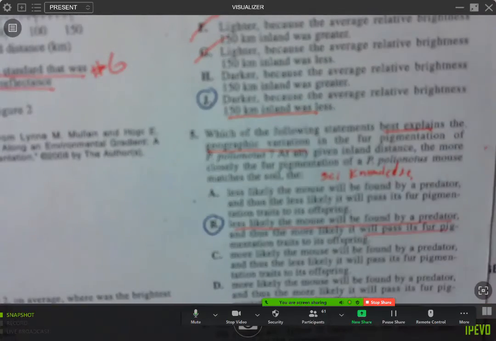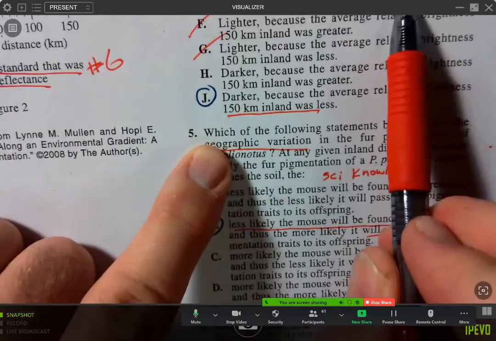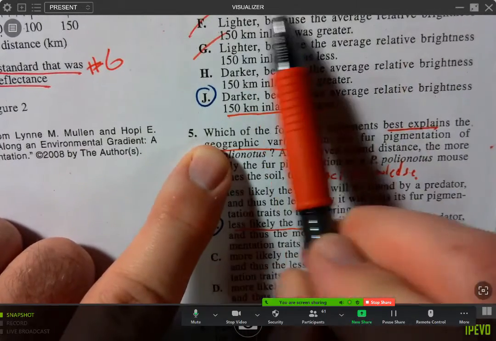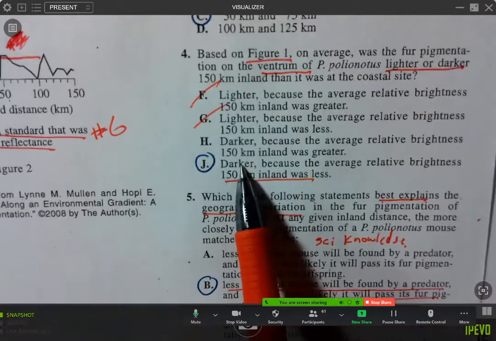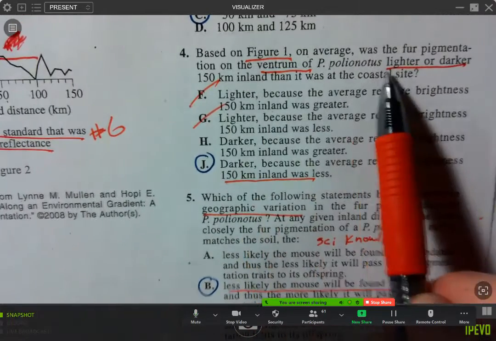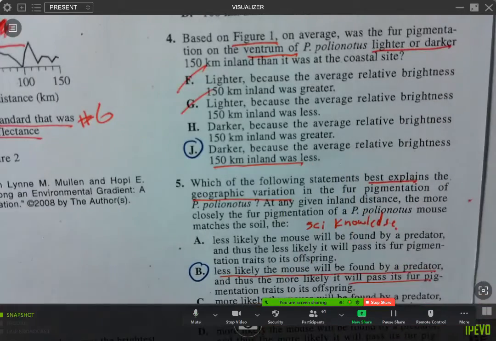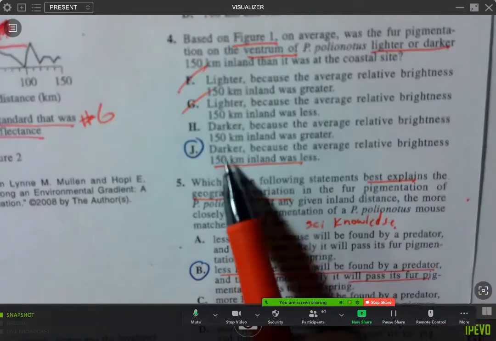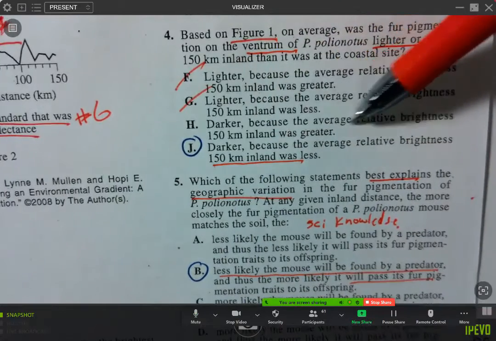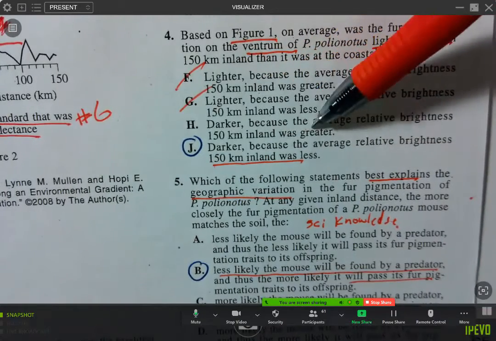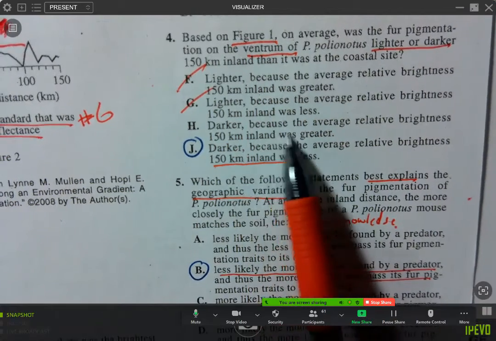And you have to look carefully. Was the fur pigmentation lighter or darker inland than it was at the coastal site? So inland was darker. We have to read carefully that it says inland compared to coastal. So we're comparing inland to coastal, and inland, it was darker. Notice H also says darker. It's this parallel structure. So here it says the bottom one was less. That's what we want, not greater, but less.